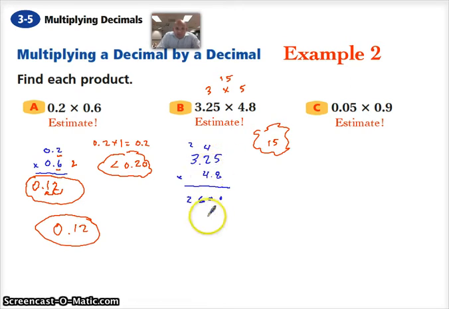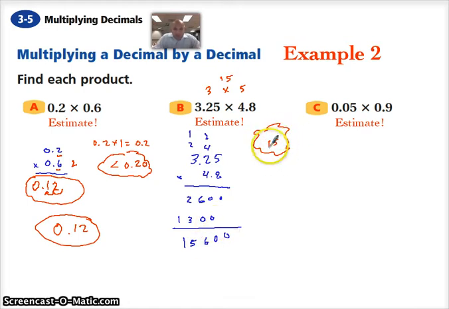Then I go to the 4. 4 times 5 is 20. 4 times 2 is 8, plus 2 is 10. 4 times 3 is 12, plus 1 is 13. I'm going to go ahead and lower the 0. 6 plus 0 is 6. 2 plus 3 is 5. And 1 drops down here. Now I have 15,600 is what it looks like.